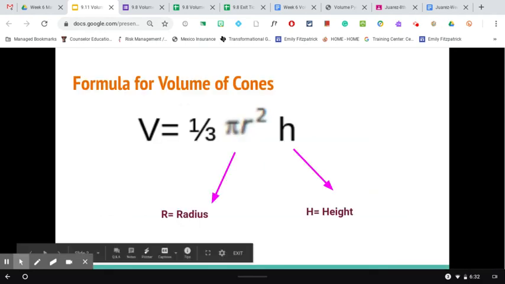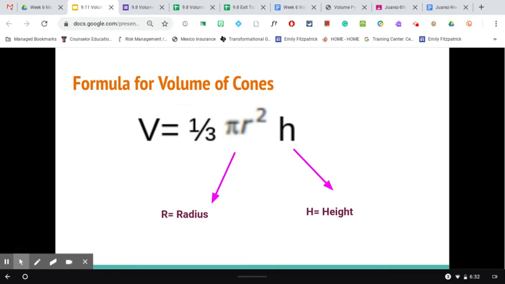Here's our formula for volume of cones. V equals 1/3 pi r squared h. We talked about the 1/3 in the last lesson. Remember, the 1/3 is the same thing as dividing by 3. So you can pick, when you type these in, do 1/3 times pi times radius squared times h, or you can just do pi times radius squared times h divided by 3.